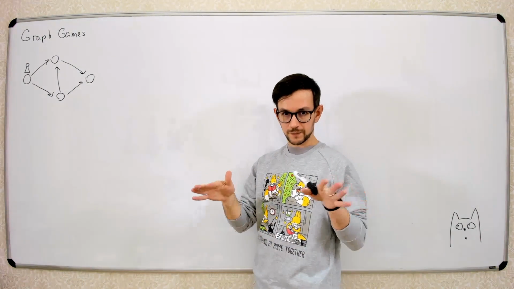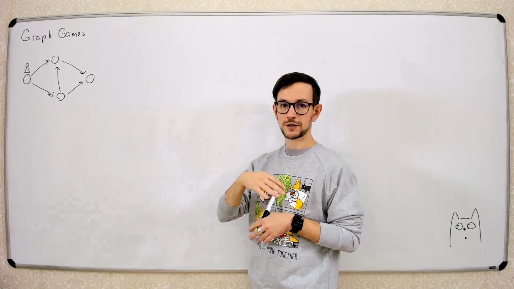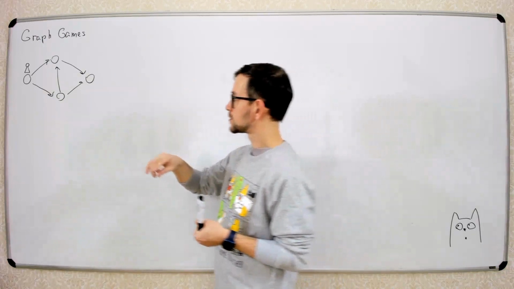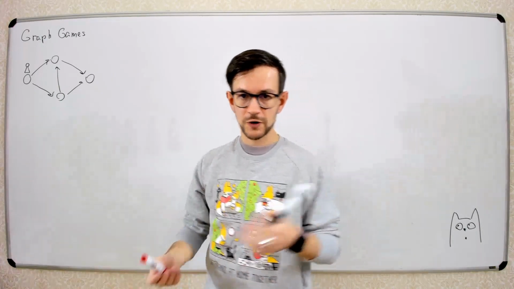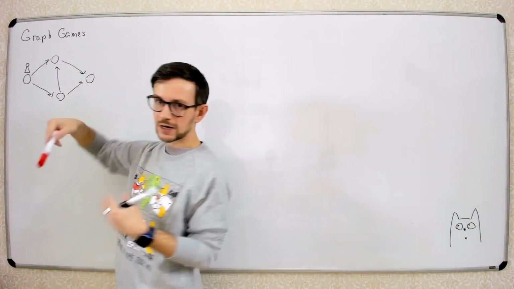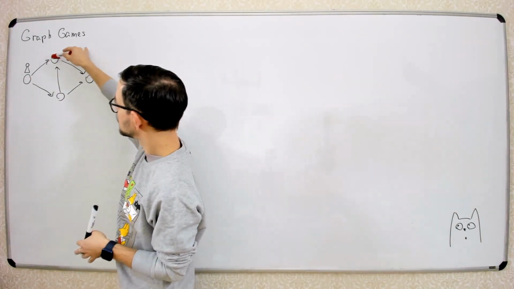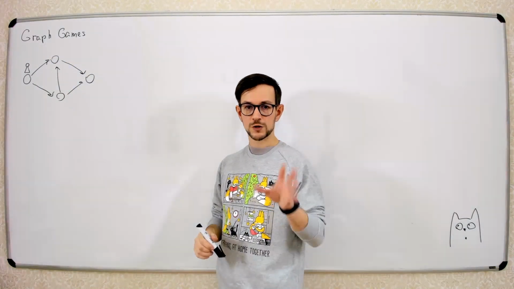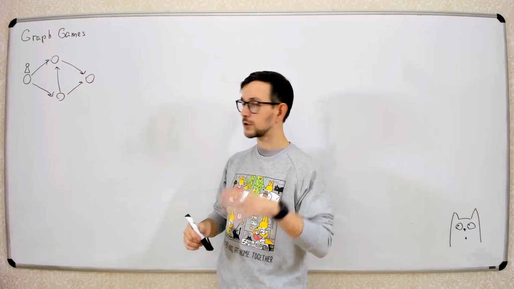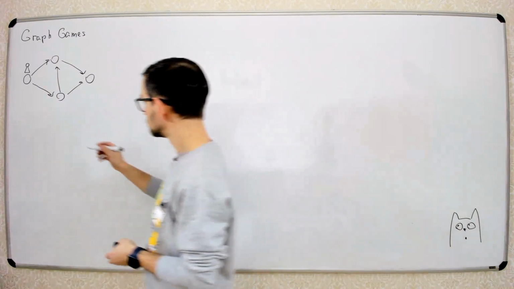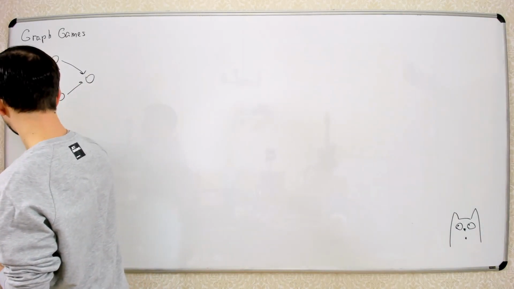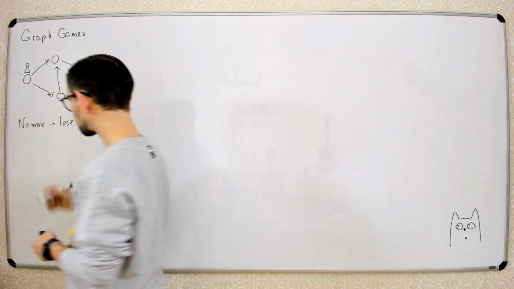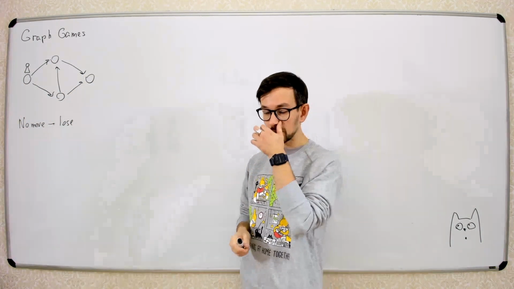And there are two players. They take alternate turns, and when it's your turn, you just move the token along some edge. So for example, now the first player moves the token here. Then the second player moves the token here, and so on. When you have nowhere to move, when there are no edges from your current vertex, you lose. No move, and you lose. Very simple game.